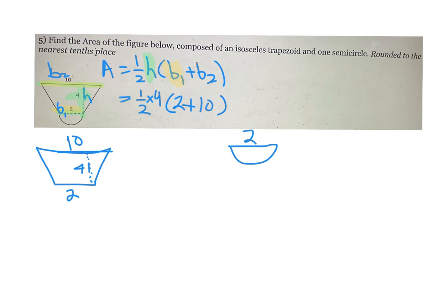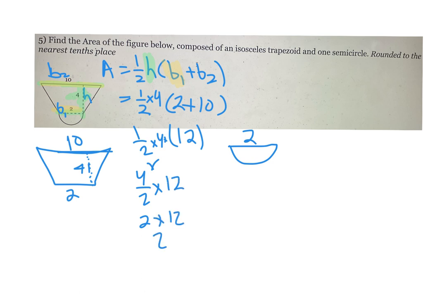And now we're going to use the order of operations. Parentheses first, 2 plus 10 is 12. Then we have 1/2 times 4, and then this is being multiplied times 12. Well, 1/2 of 4, that means 1/2 times 4. That's 4 over 2, which is just 2. And then that's going to get multiplied times 12. So 2 times 12 is 24, and that's the area of the trapezoid right there. So that's the area of the trapezoid part.